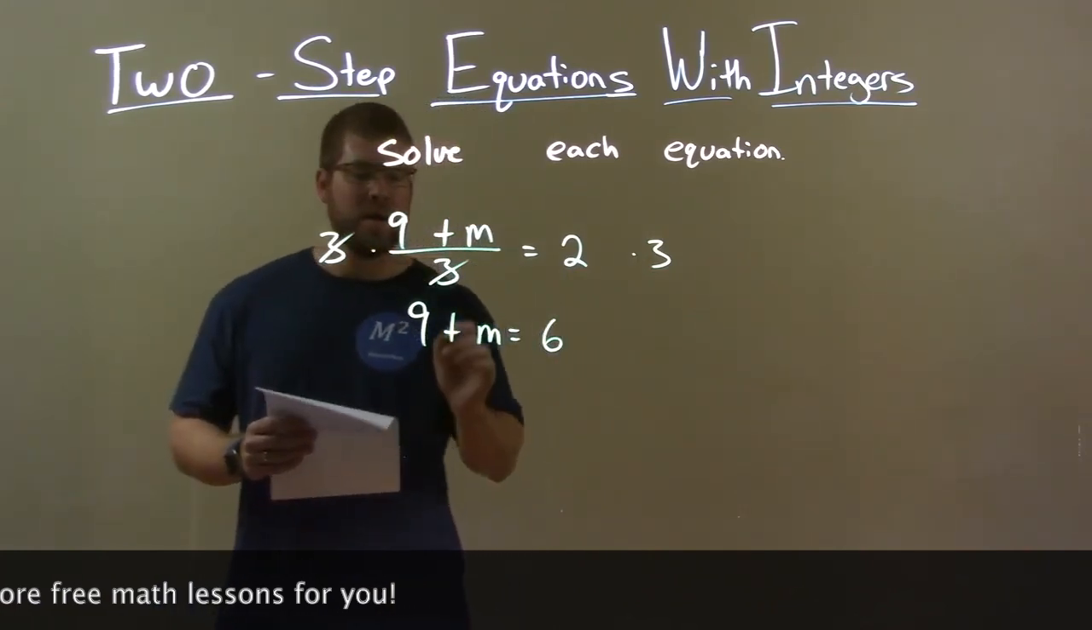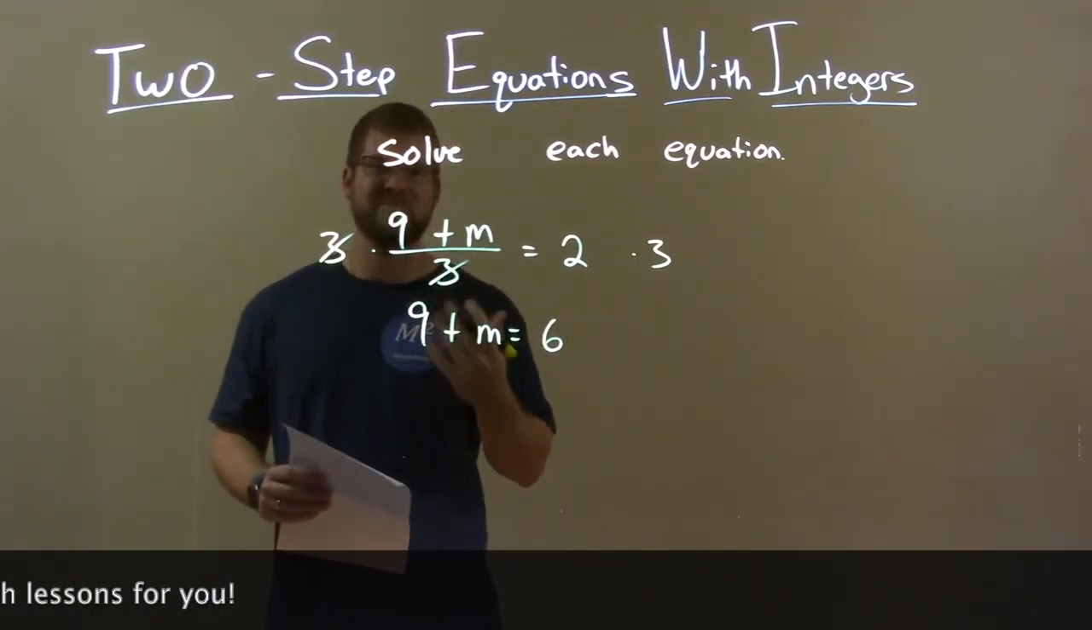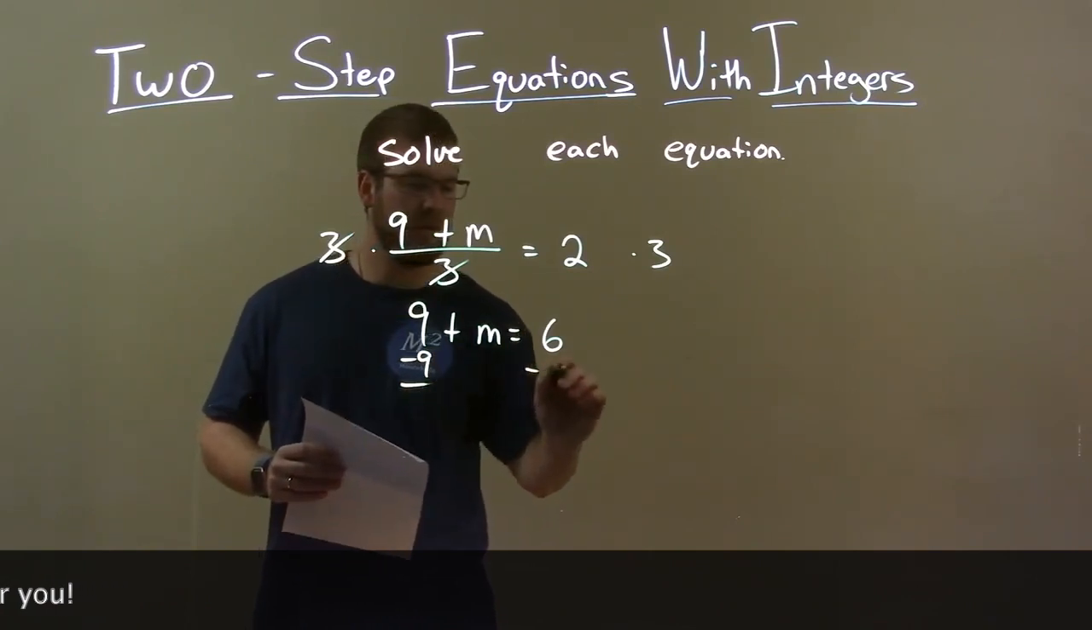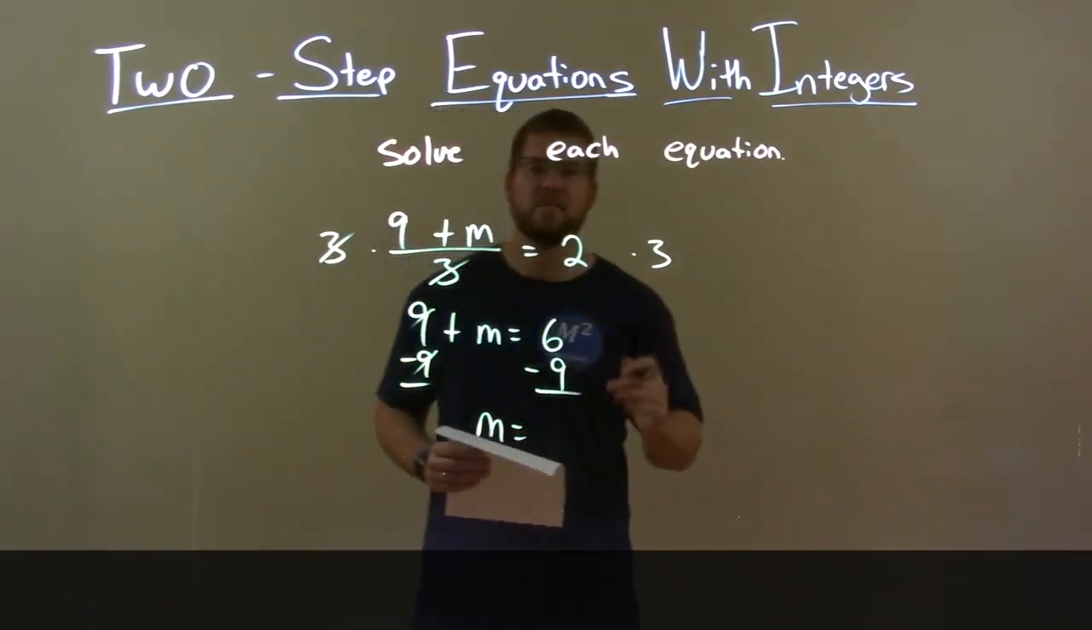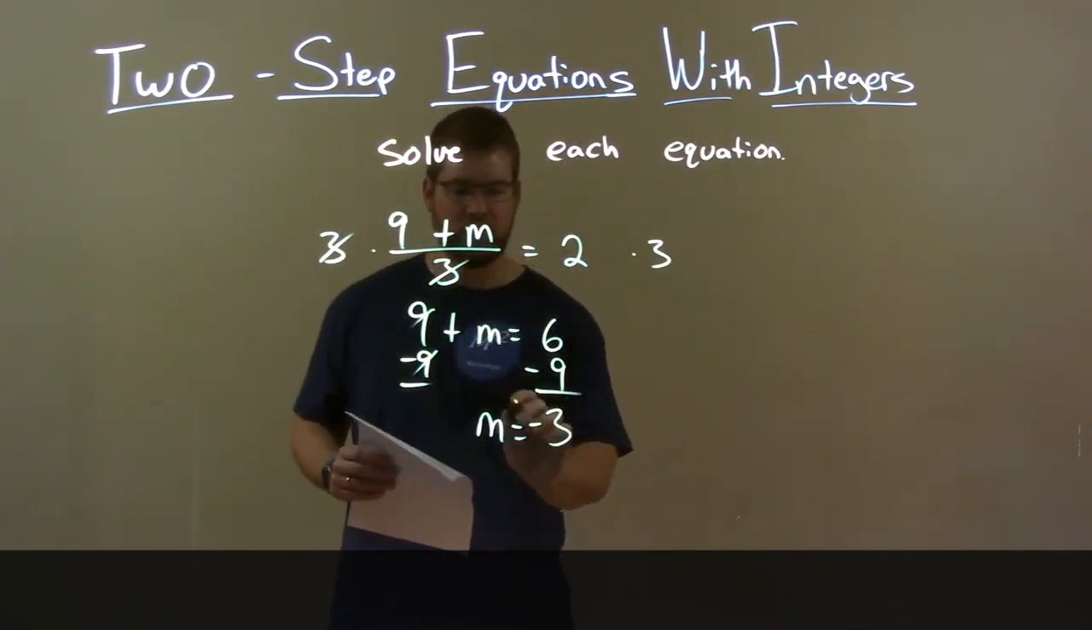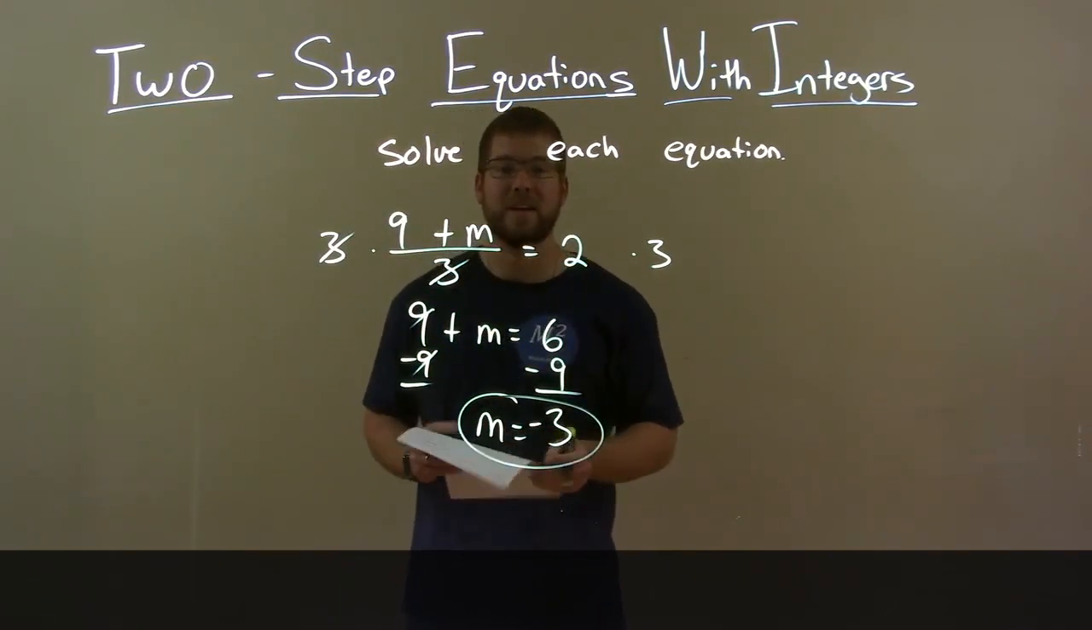All right? Now we're adding a 9, opposite of addition, subtraction. So I subtract a 9 from both sides. This gives me m by itself because the 9's will cancel. And 6 minus 9 is a negative 3. And so my final answer is m equals a negative 3.